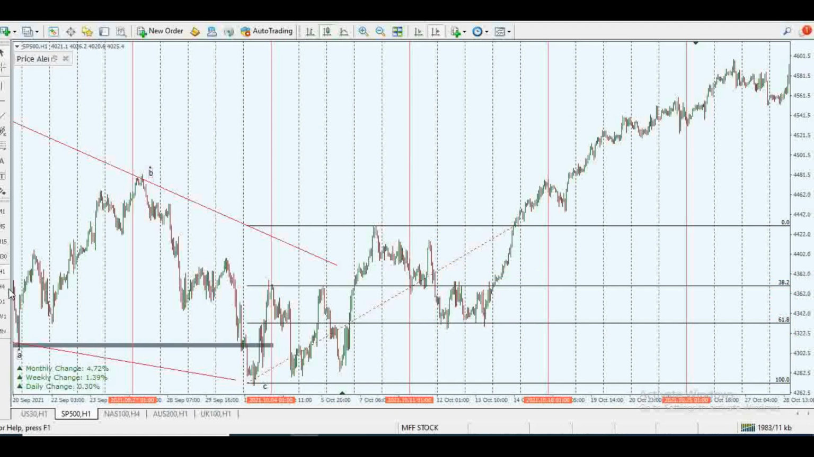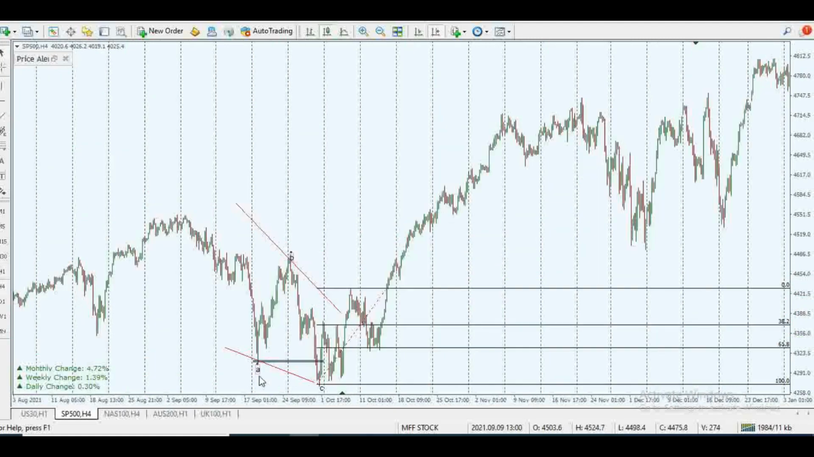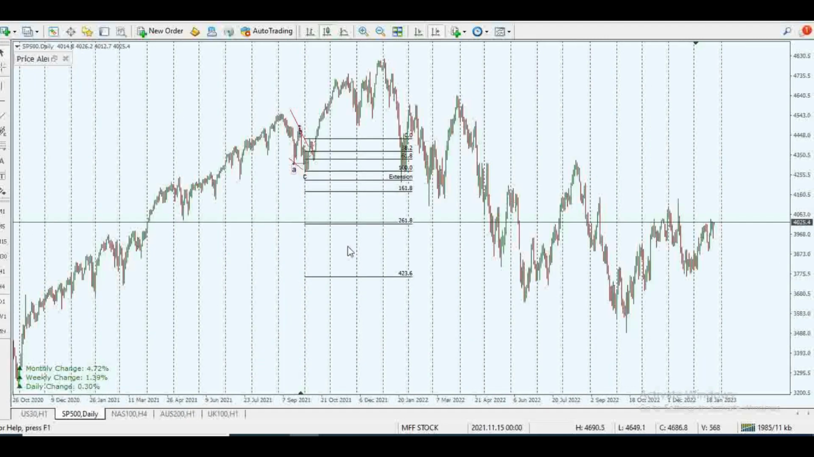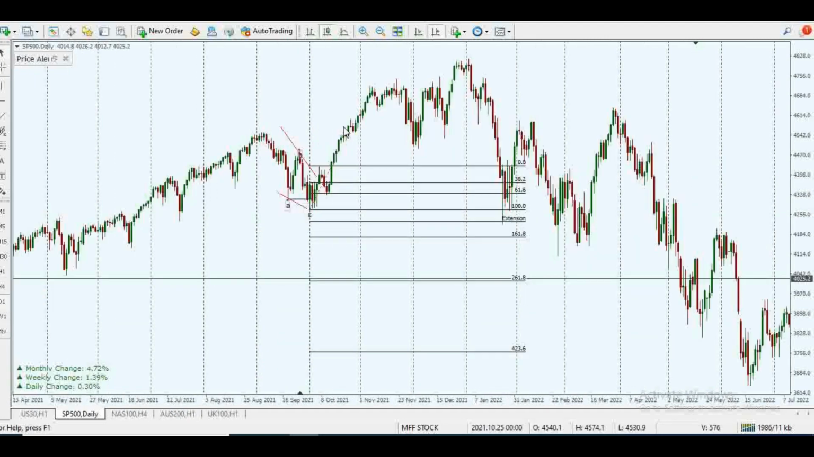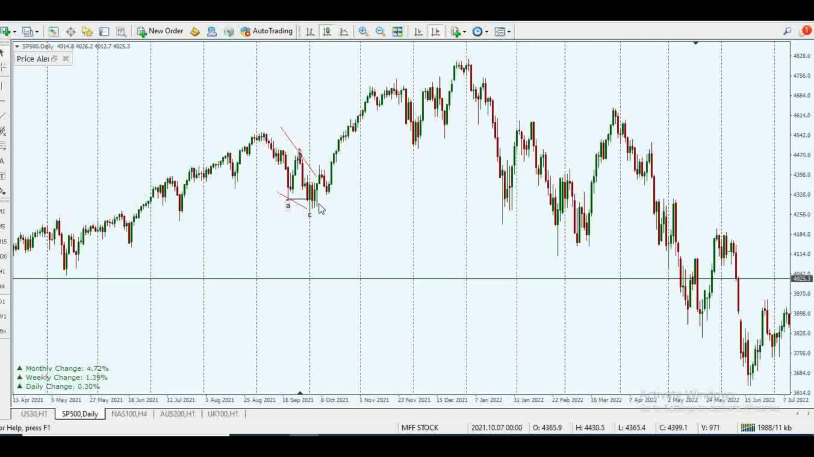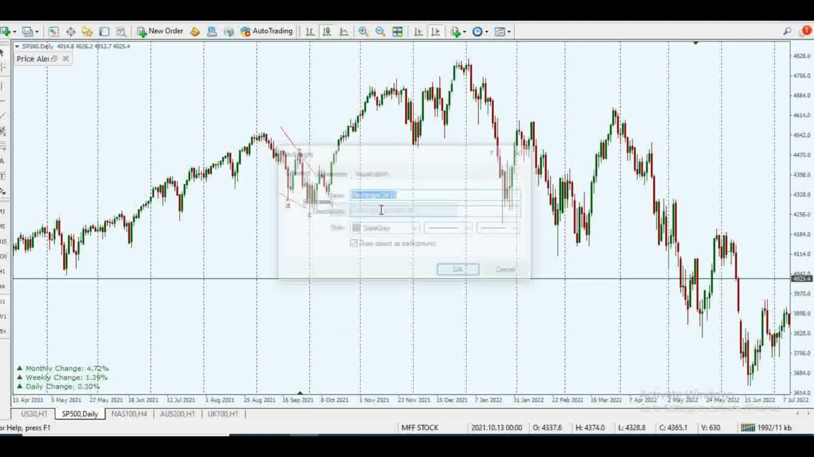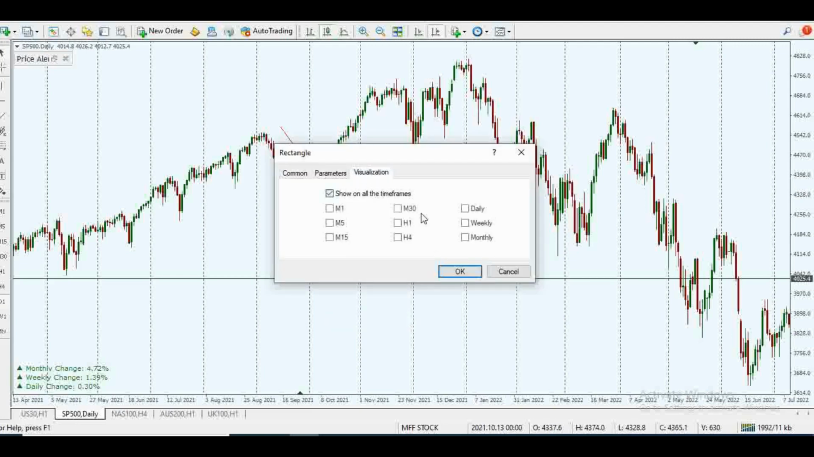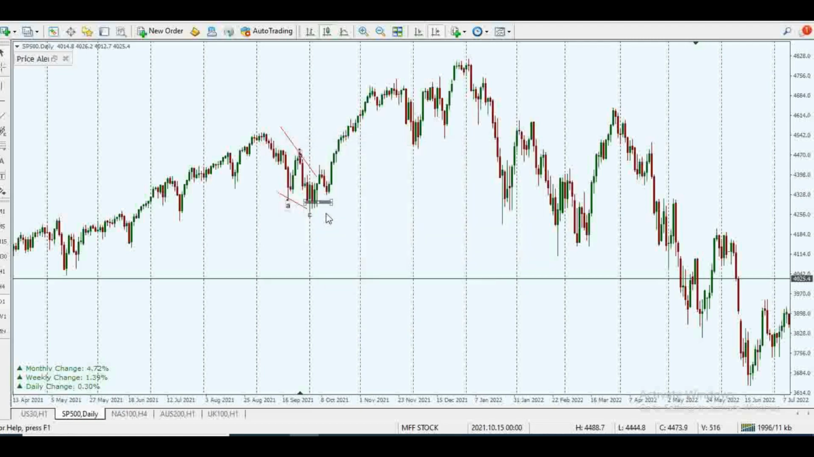Now another example here is that we can look at higher time frame premises. So let's go on the daily time frame for this example. I'm going to take out my Fibonacci nicely, and we see that on the daily time frame we have support here. I'm going to take out this support and make it available only on the daily, 4 hourly, and the weekly. Now this support wasn't hit.